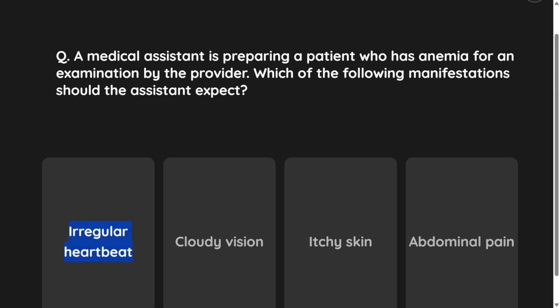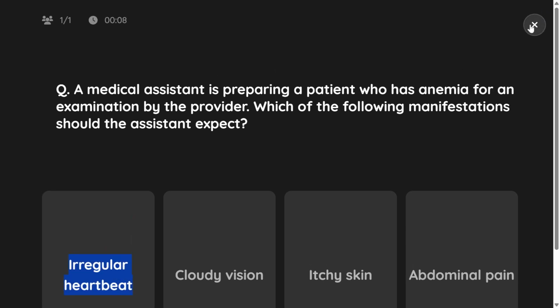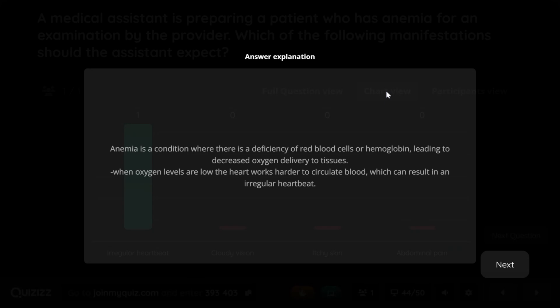If you said an irregular heartbeat, then you are correct. So anemia is a condition where there is a deficiency of red blood cells or hemoglobin that does lead to decreased oxygen delivery to the tissues. When oxygen levels are low, what happens is the heart works a lot harder to circulate blood, and this can result in an irregular heartbeat. Next one.